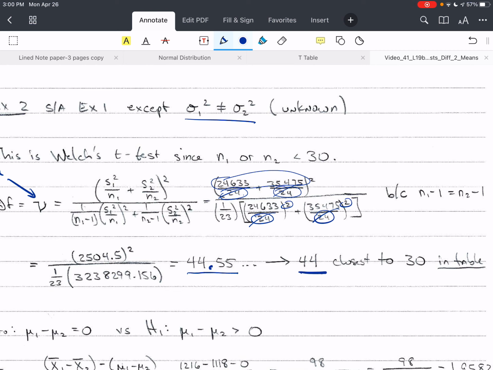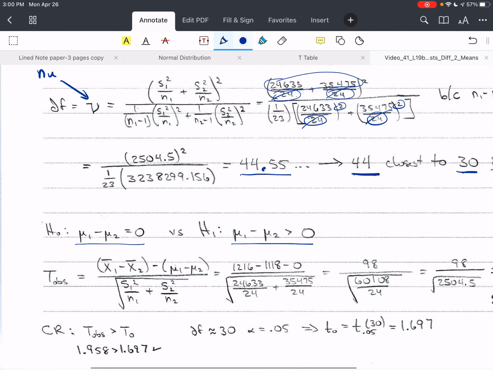to 44. So we always round down the degrees of freedom, and the closest is 30 in our table. H naught, mu1 minus mu2 is equal to 0 versus mu1 minus mu2 greater than 0. Remember, we're trying to show that mu1, or that adhesive 1 is superior to adhesive 2, or that the mean of adhesive 1 is greater than the mean of adhesive 2.